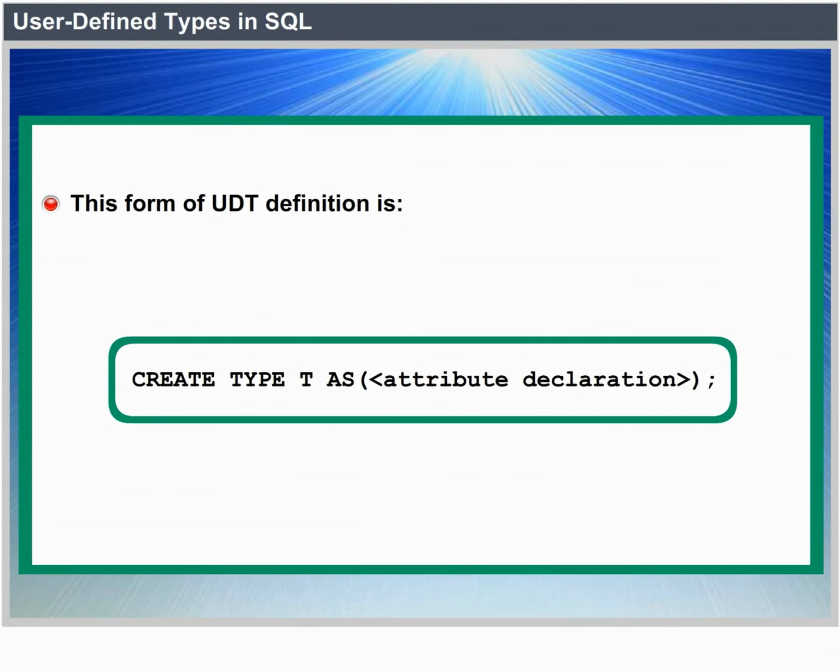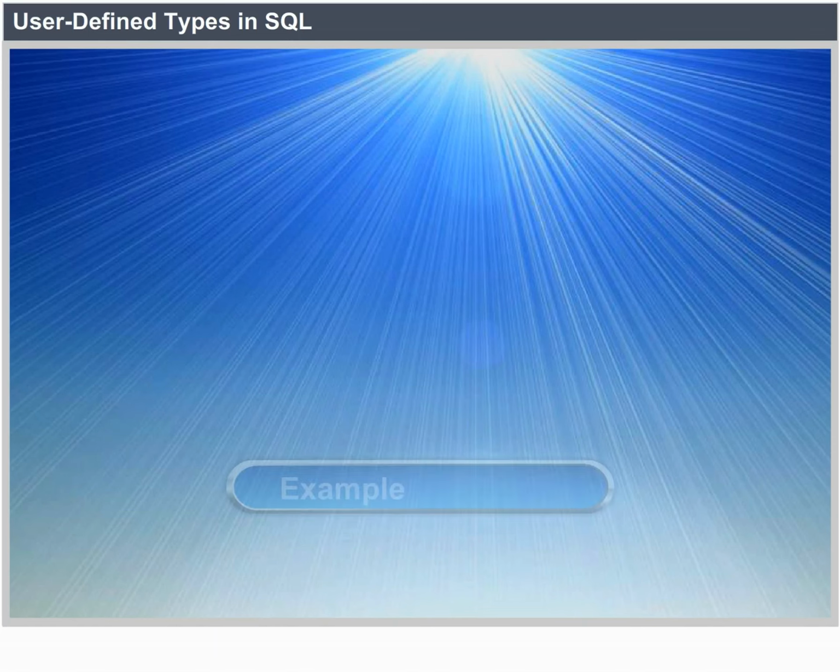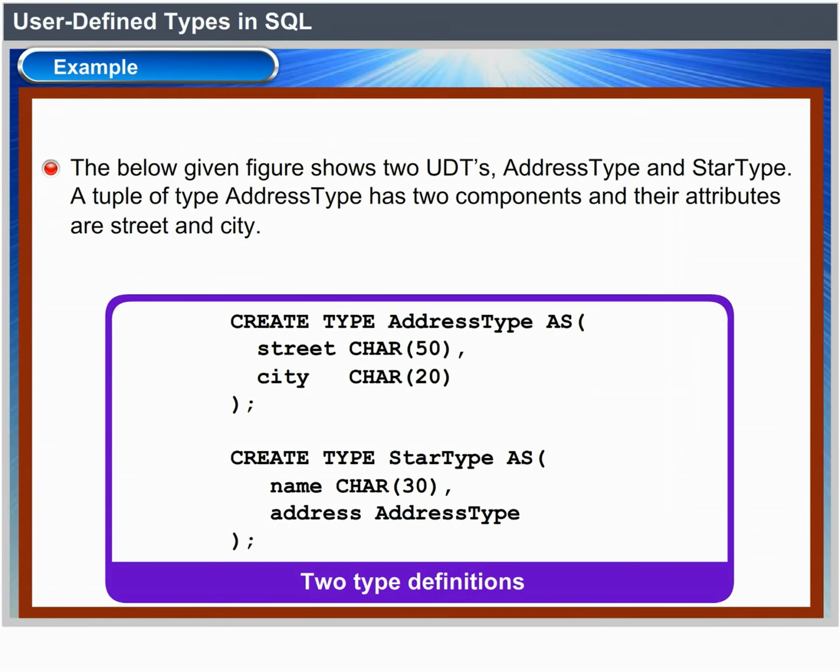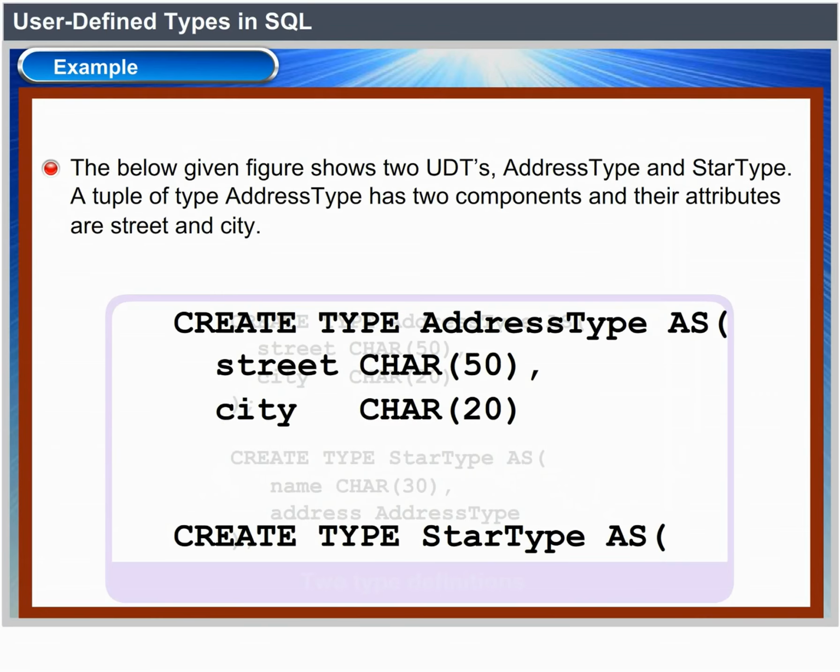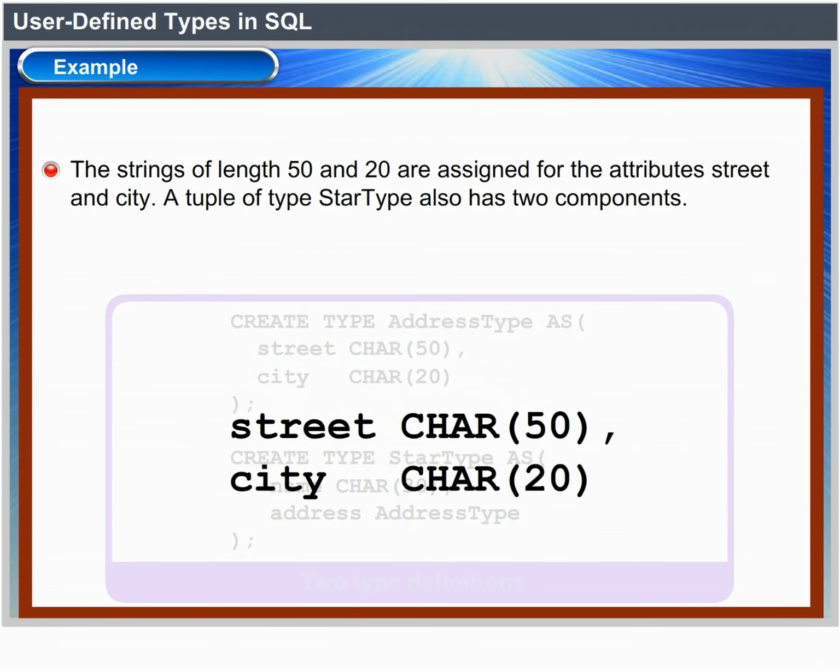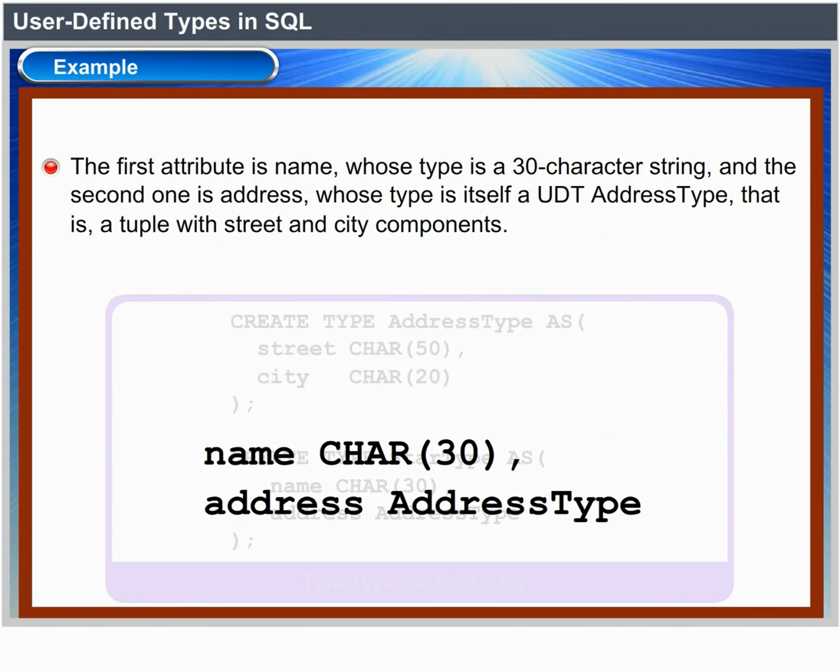Example. The below figure shows two UDTs, AddressType and StarType. A tuple of type AddressType has two components whose attributes are street and city. The types of these components are character strings of length 50 and 20 respectively. A tuple of type StarType also has two components. The first is attribute name, whose type is a 30 character string, and the second is address, whose type is itself a UDT, AddressType, that is, a tuple with street and city components.